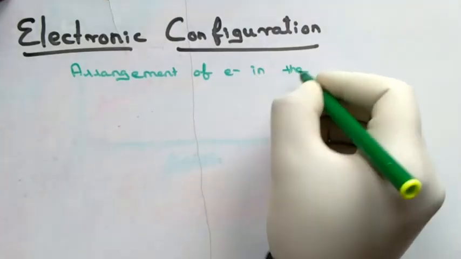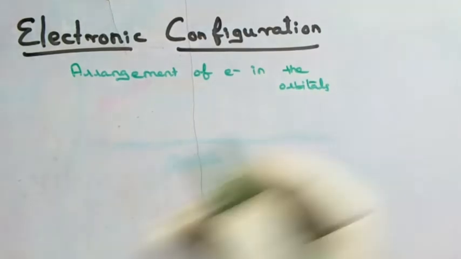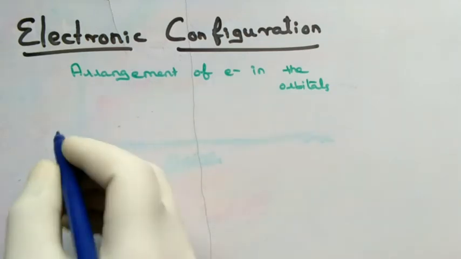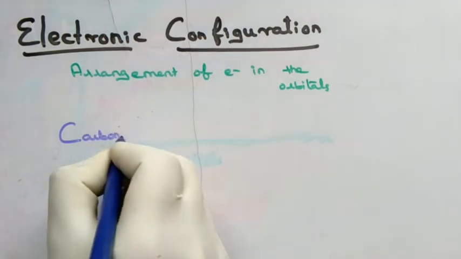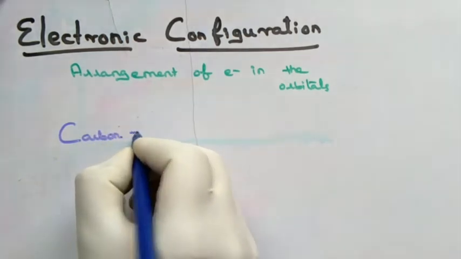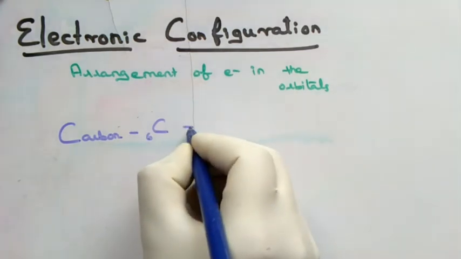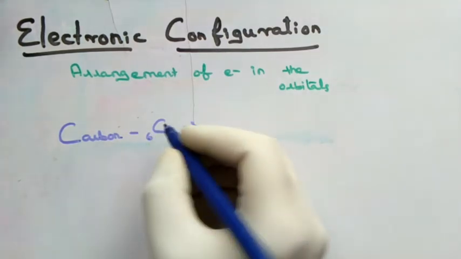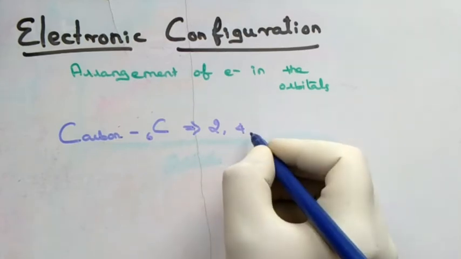Next, we are going to learn how to write the electronic configuration. Electronic configuration is nothing but the arrangement of electrons in the orbitals. Let's see with an example. First, we are going to learn how to write the electronic configuration for carbon. The atomic number of carbon is 6. Atomic number is the number of protons in the carbon atom. So the electronic configuration of carbon is 2, 4.